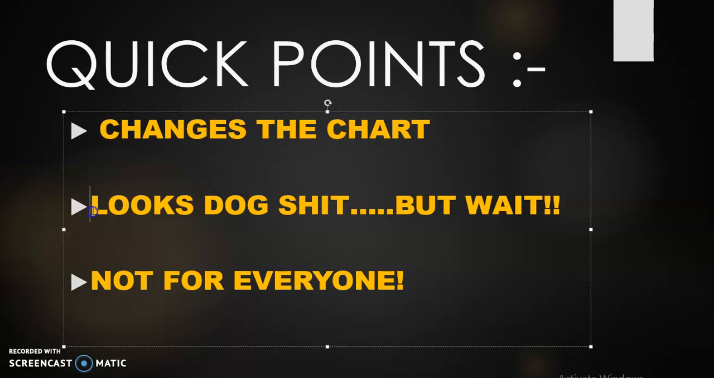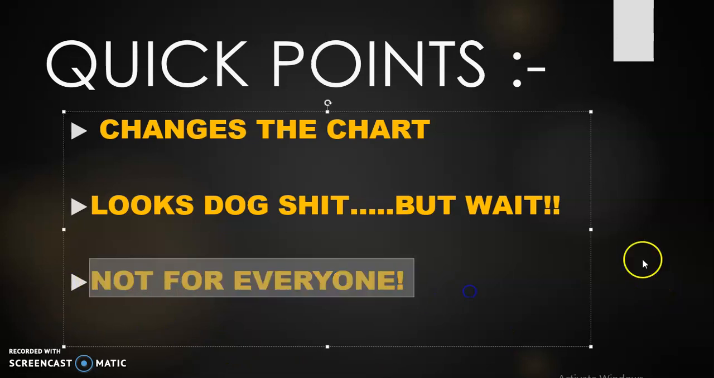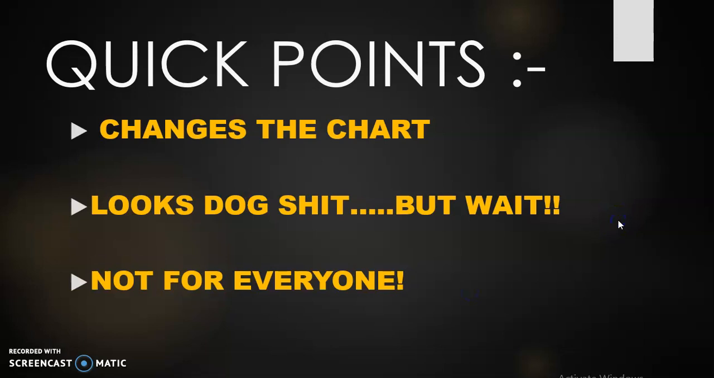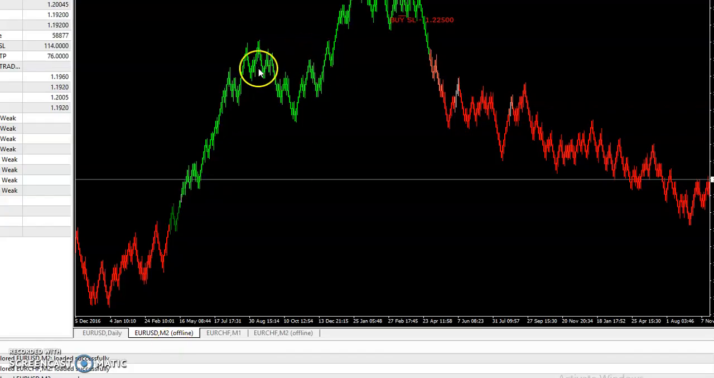Yes, and it looks like complete dog shit when we first put it on, but with just a little bit of tweaking it turns into something useful. And this is definitely not for everyone. This is one of those indicators which the right person can make something very useful out of. The name of the indicator is trend colored. So let's go to the charts.